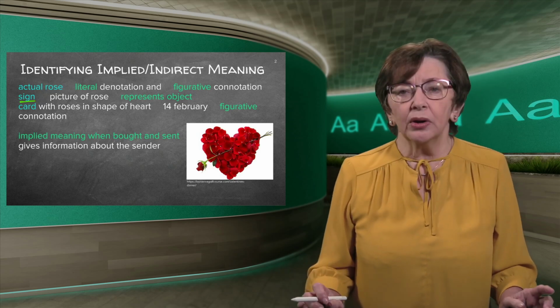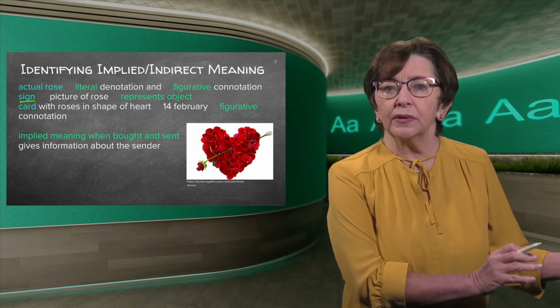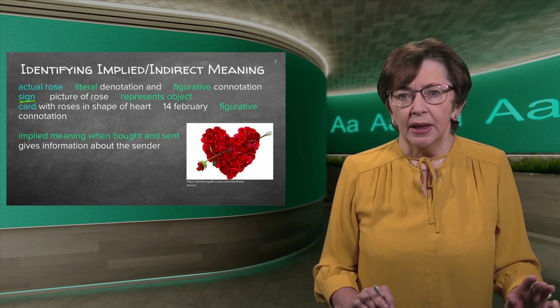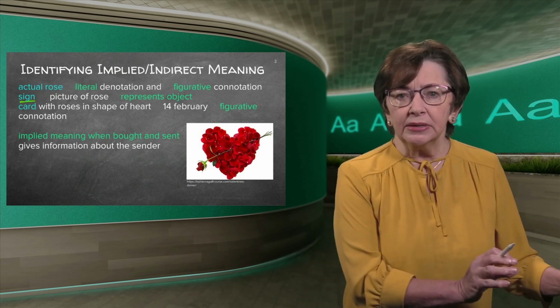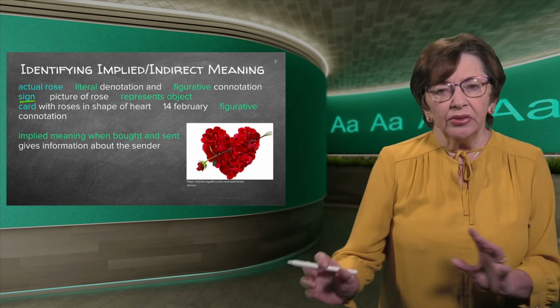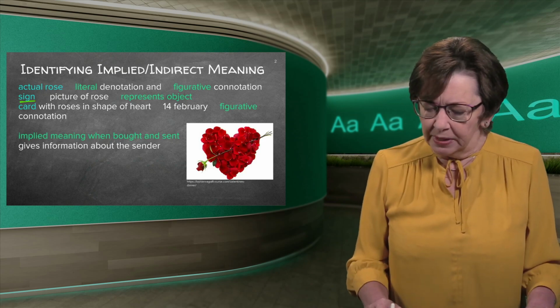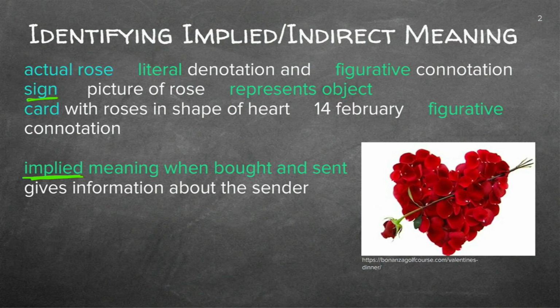And you take that card, you send it to somebody on Valentine's Day. You are literally now sending this card, but together with this card, there is an implied meaning. And the implied meaning is that you wish the amorous attention of the other person. Isn't that so? Because you want to tell the person that you have an eye on that person, or you love the person, but it gives you information about the sender.